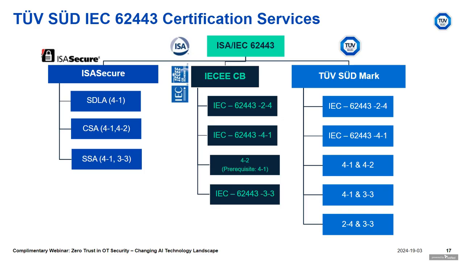So the first scheme is ISASecure. ISASecure has developed the scheme for IEC 62443, under which a comprehensive approach to security assessment is done on three different standard categories. If you see SDLA, Secure Development Lifecycle 4-1, it refers to the IEC 62443 4-1 standard. CSA, Component Security Assurance program, SSA: 4-1 and 3-3 covered.